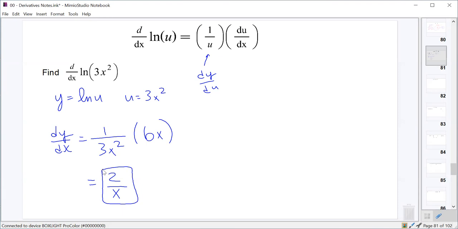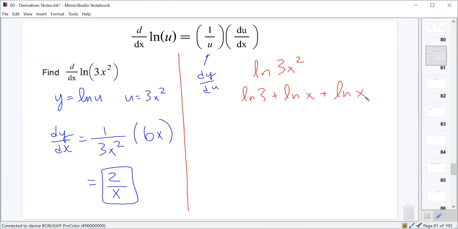Interestingly enough, we could actually have done this a different way. We could have just rewritten natural log of 3x squared into each of its component parts. We could have called it natural log of 3 plus natural log of x plus natural log of x, which would have given us, if we were to take the derivative of that, just 1 over x plus 1 over x, because natural log of 3 is just a constant. So when we take its derivative, we get 0. The derivative of each ln of x is just 1 over x.